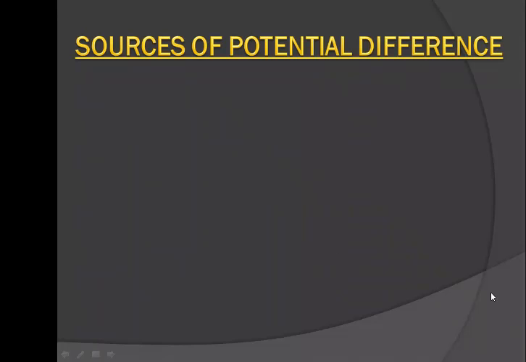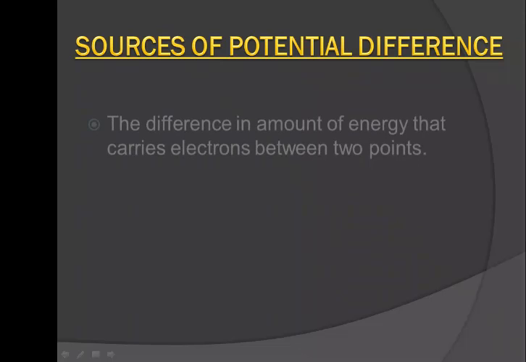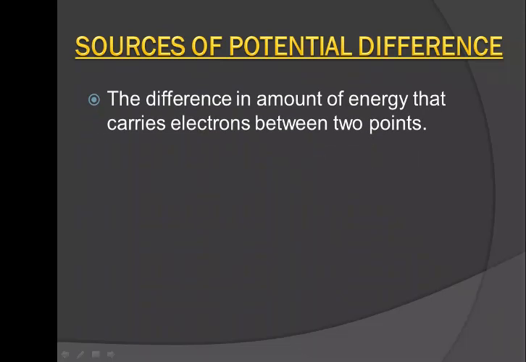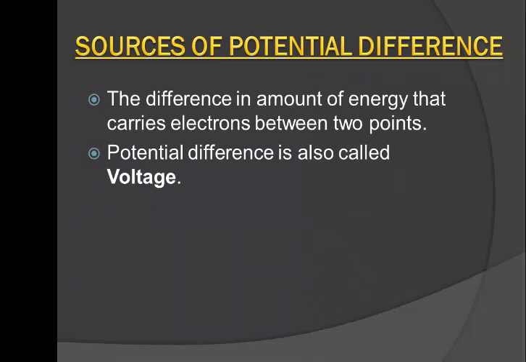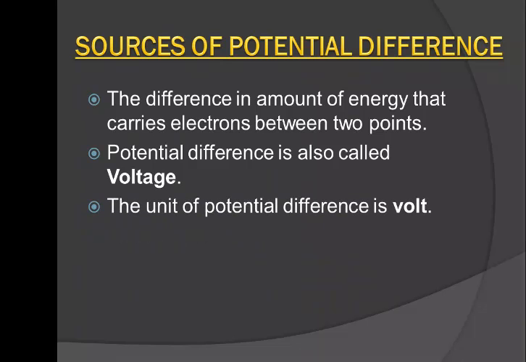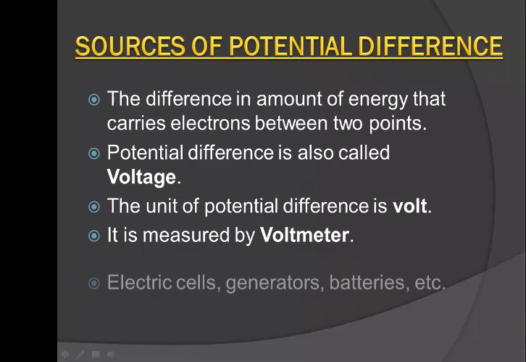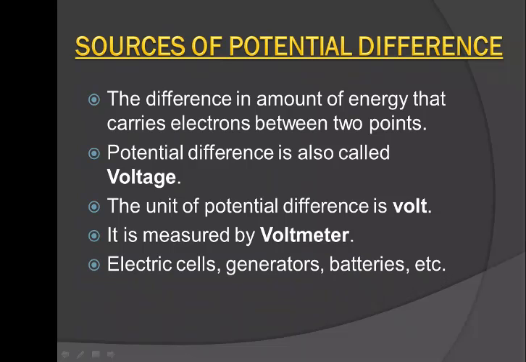The last topic of this video is the potential difference. Potential difference is the difference in the amount of energy that carries electrons from one point of a conductor to the other point, which means there is a difference between these points that makes the electric current flow through the conductor. The potential difference is also known as voltage, and the unit of potential difference is the volt. It is measured by a voltmeter. The sources of potential difference are electric cells, generators, and batteries.